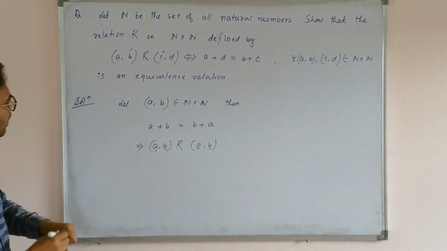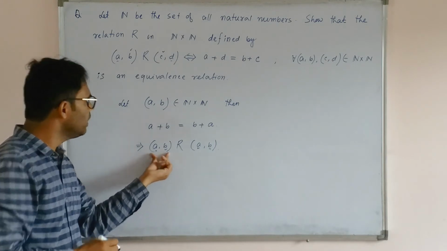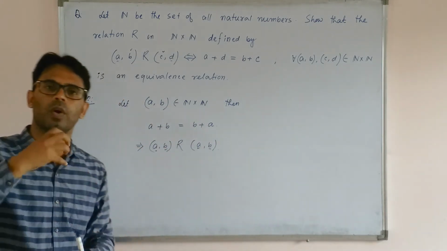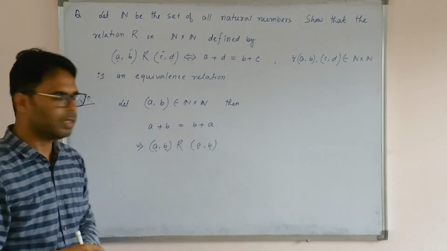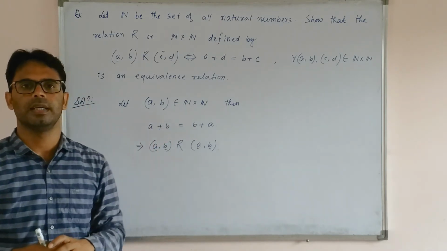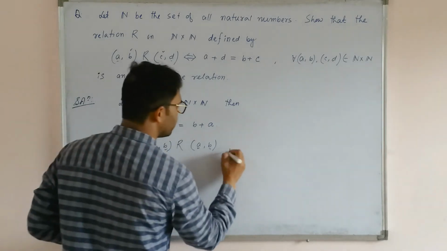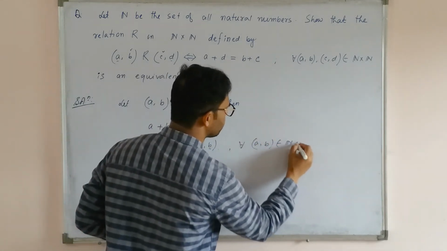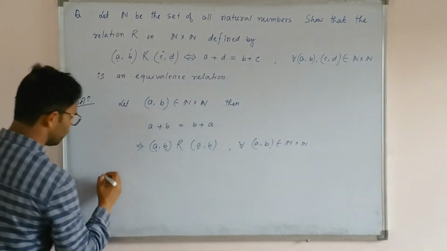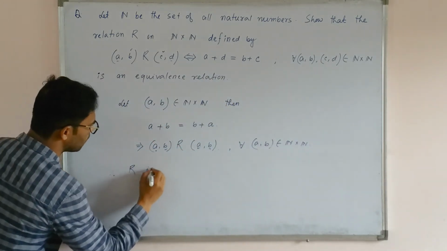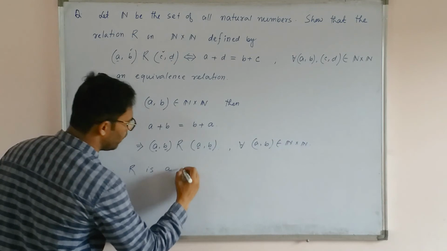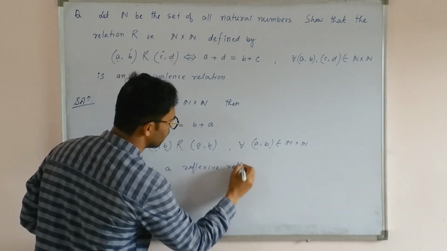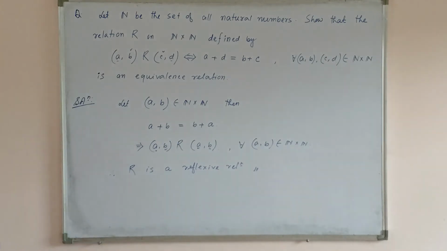Ultimately we have seen here that the ordered pair (a, b) is related to the ordered pair (a, b), and this will satisfy for all ordered pairs in the relation R. Therefore this relation is reflexive. You may write here for all (a, b) in N cross N, therefore R is a reflexive relation. So this is the first part of the problem.